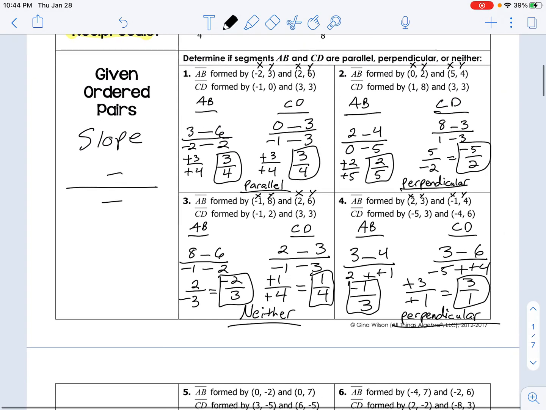All right, so here are the first 4 at a glance. You can pause the video if you need to, okay, to catch up. I know I kind of went a little fast, so hopefully everybody is able to understand what I've done so far. So we've got a parallel and 2 perpendiculars.